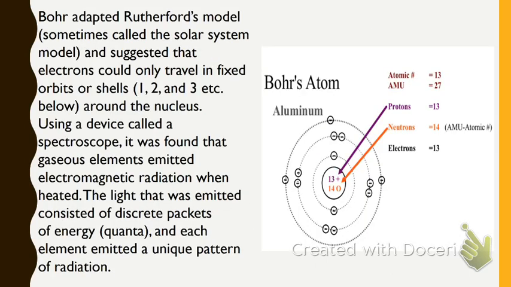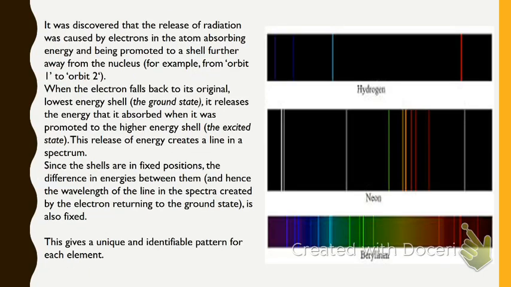So, moving on, Bohr adapted Rutherford's model, sometimes called the solar system model, and suggested that electrons could only travel in a fixed orbit or shell. Here's an example of a Bohr model. Using a device called a spectroscope, it was found that these gaseous elements emitted electromagnetic radiation when heated, and that light was emitted in discrete packets of energy called quanta, and each element emitted a unique pattern of radiation. Here are some examples of hydrogen, neon, and beryllium.